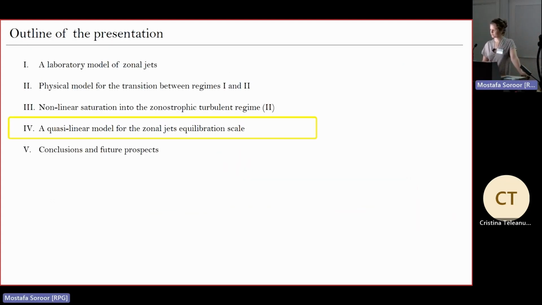Okay, so I'm going now to finish this presentation with something a little bit more theoretical, analytical, which is how can we build a quasi-linear model to explain the equilibration scale of the jets in the second regime.